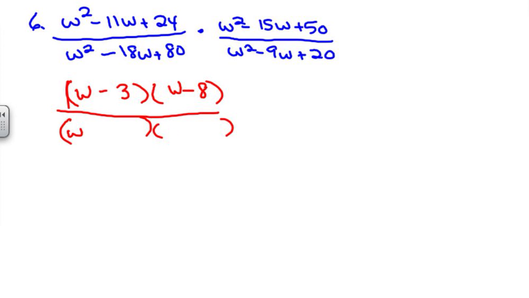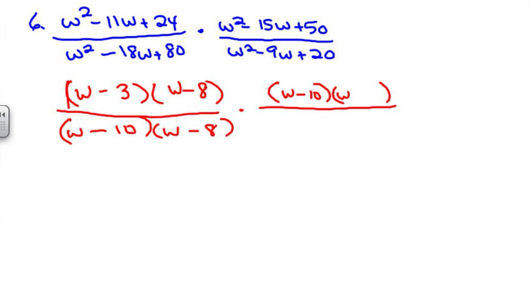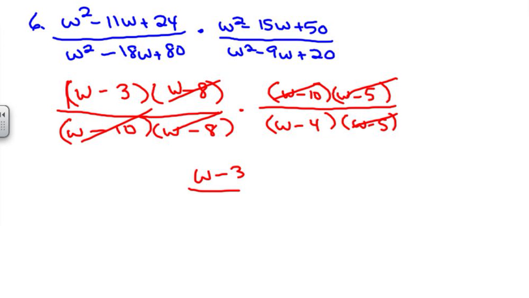Factors of 80 that add to give you negative 18 are minus 10, minus 8. Factors of 50 that add to give you negative 15 are negative 10, negative 5. And factors of 20 that add to give you negative 9 are negative 4, negative 5. Cancel everything you can, the negative 5s, the minus 8s, the minus 10s, leaves you W minus 3 over W minus 4.